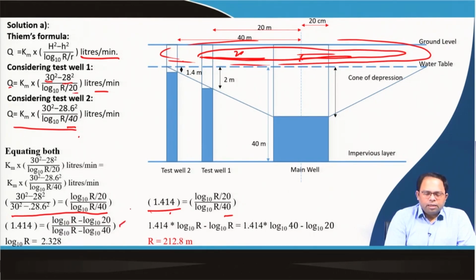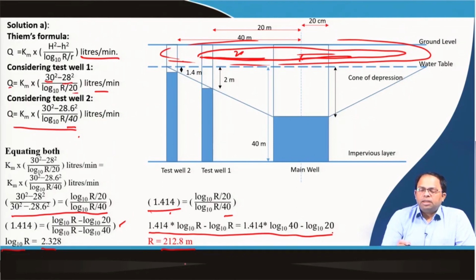So, when we do that, we can now solve it. When we solve it, we get this particular equation, from where we get log to the base 10 r equal to 2.328, and from there we can determine the value of r, which is 212.8 meter. So, 212.8 meter is the circle of influence for this well.